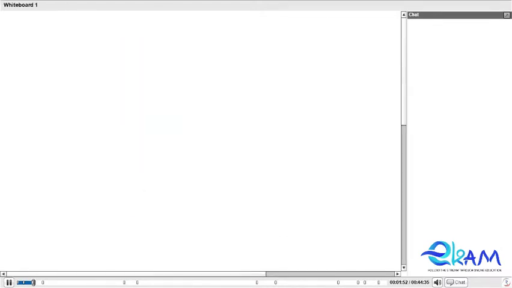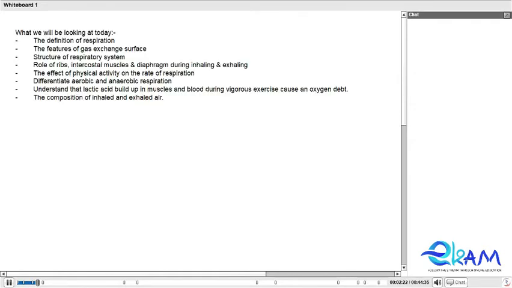Today, what we will see in this topic: the definition of respiration, the features of gas exchange surface, structure of respiratory system, role of ribs, intercostal muscles and diaphragm during inhaling and exhaling, the effect of physical activity on the rate of respiration, differentiate aerobic and anaerobic respiration, understand that lactic acid built up in muscles and bones during vigorous exercise cause an oxygen debt, and the composition of inhaled and exhaled air. I'll be teaching you both core and extended syllabus with more emphasis on extended curriculum.